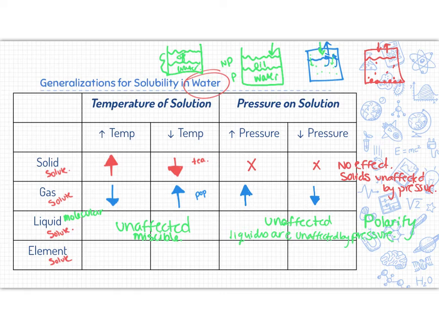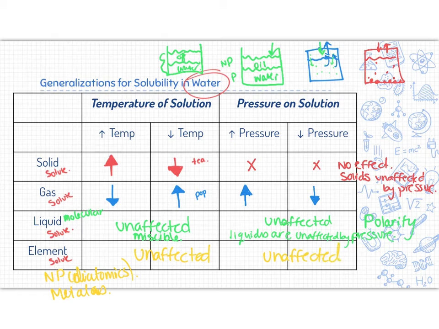Last one, an element. Elements are typically unaffected as well because they are usually non-polar if they are like diatomics, or they are metals. And so we know that I can't really dissolve a metal in water, so these are unaffected as well. They do not have solubility.